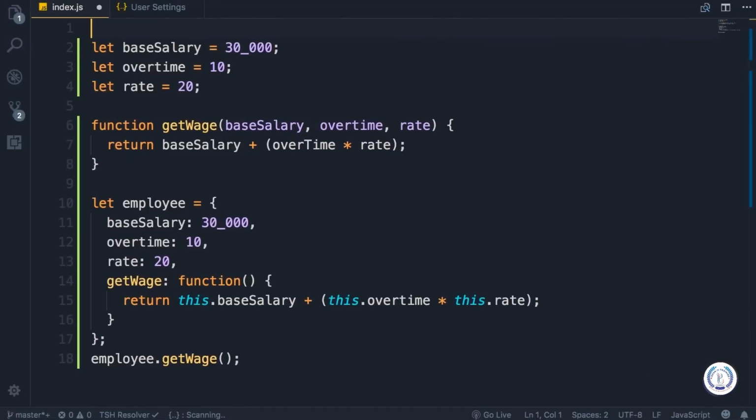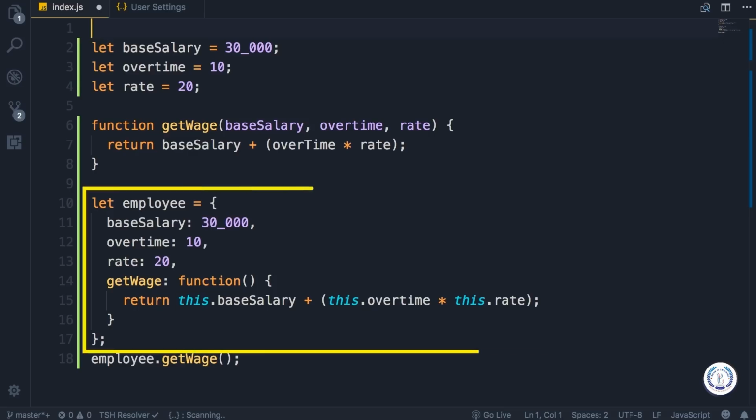Now let's take a look at the object-oriented way to solve this problem. We can have an employee object with three properties: base salary, overtime, and rate, and a method called getWage. Now why is this better? Well, first of all, look at the getWage function. This function has no parameters. In contrast, in a procedural example, our getWage function has three parameters. The reason in this implementation we don't have any parameters is because all these parameters are actually modeled as properties of this object. All these properties and the getWage function, they're highly related, so they're part of one unit.